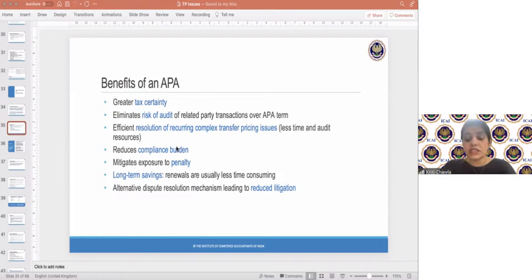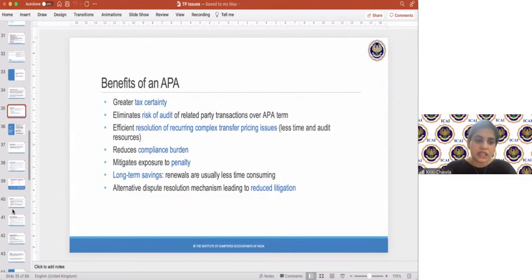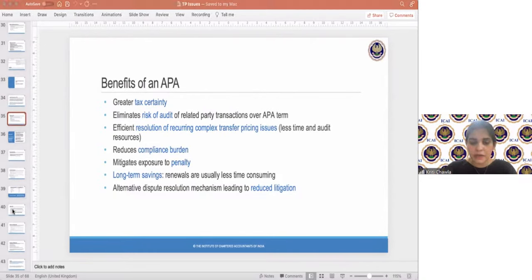I have a request here to take safe harbor again. I will take up safe harbor after I discuss APA. But before that, any questions on APA?